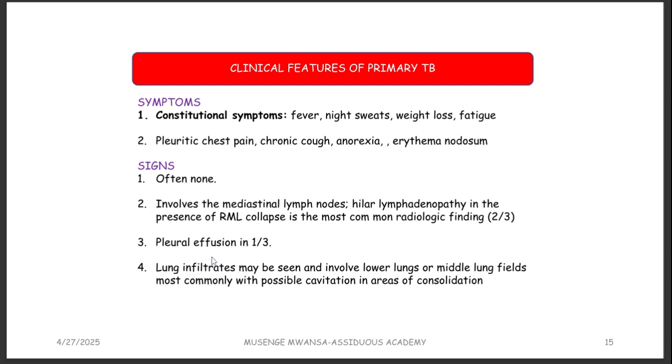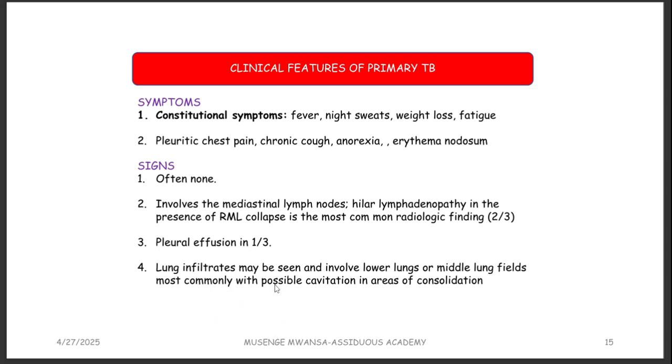Pleural effusion is where someone has got fluid in the pleural space. This fluid can either be blood, it's known as hemothorax. It can be pus, empyema. It can also be lymph, chylothorax. So that is a pleural effusion.